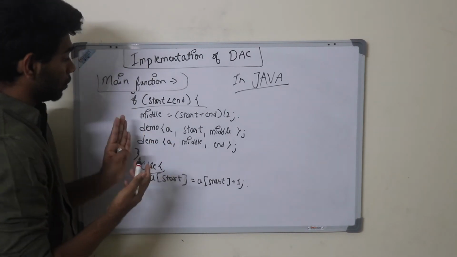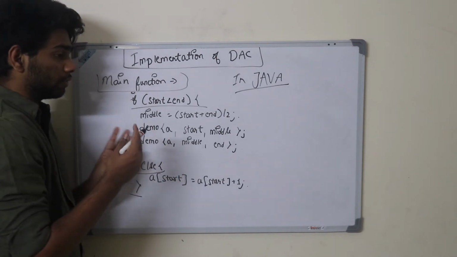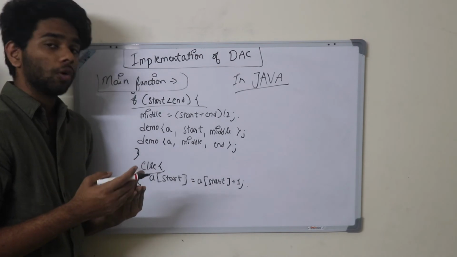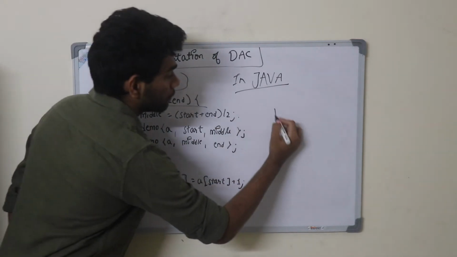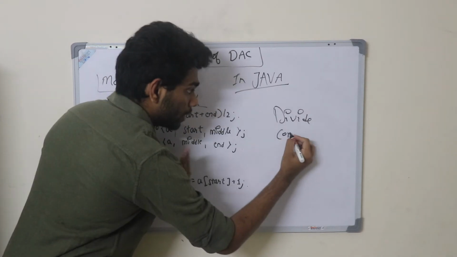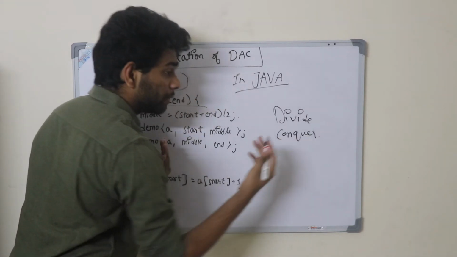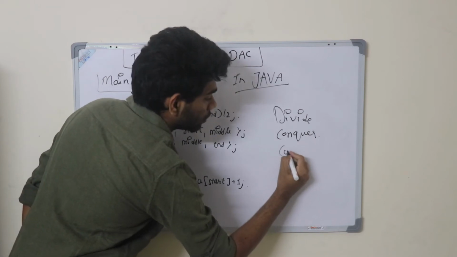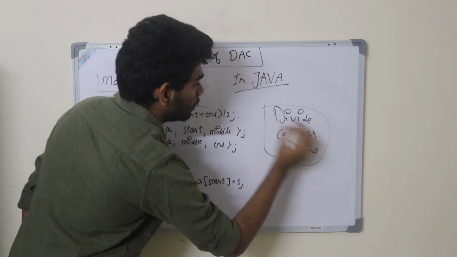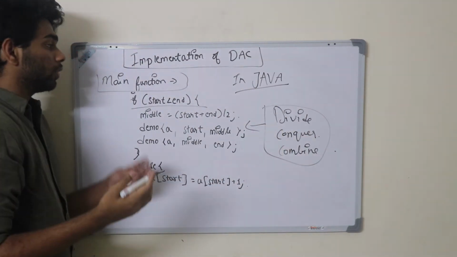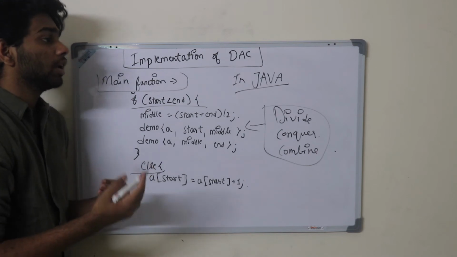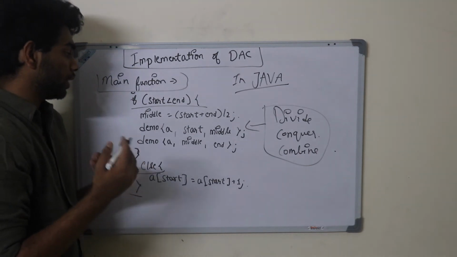Basically, what are the three processes of divide and conquer? First, divide, conquer, and combine. Following these three steps, we wrote the code for the main function for the implementation of the divide and conquer algorithm.